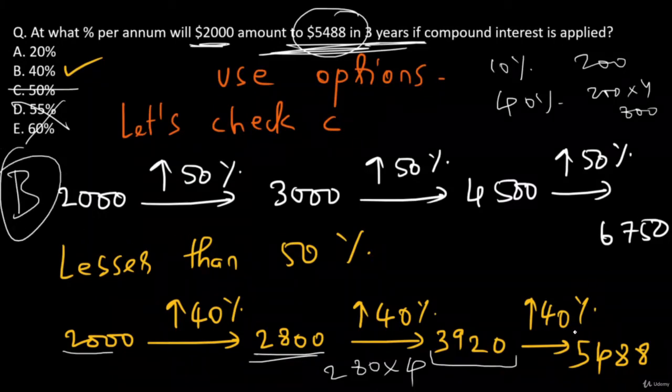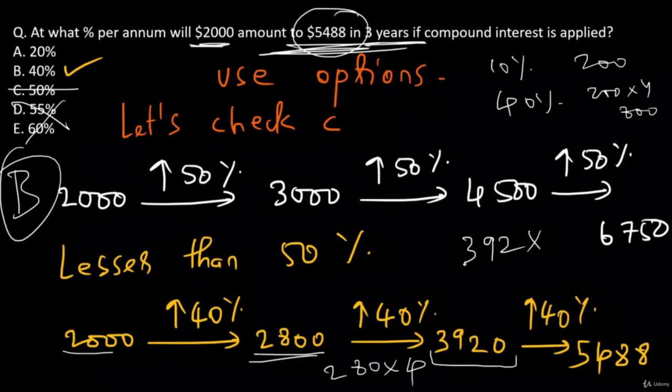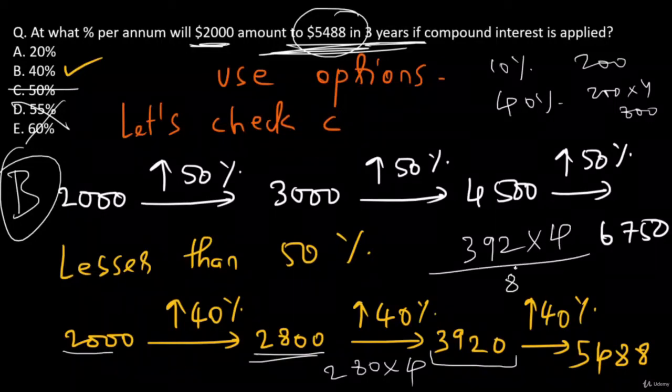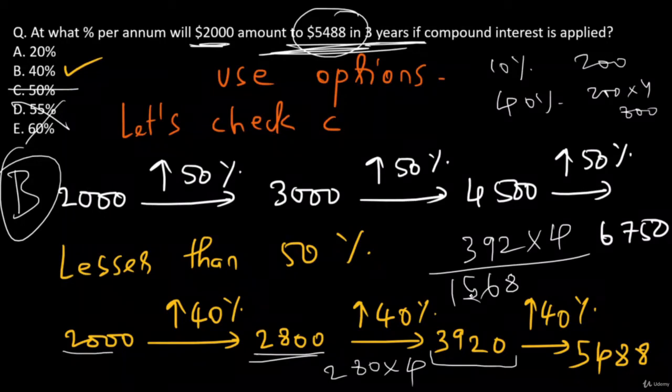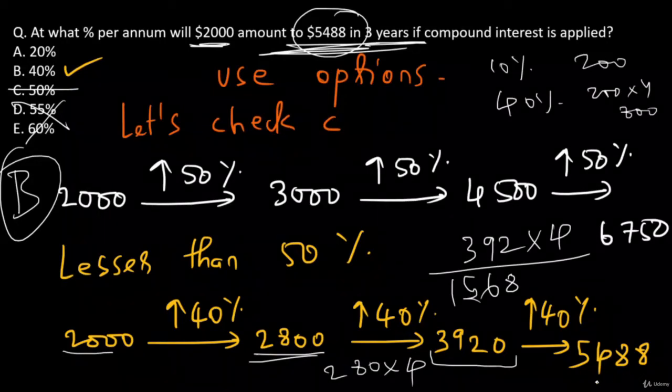All right. So again, how do you do 40% increase over here? 10% increase is 392. All right. So 40% increase would be 392 into 4. So how much is 392 into 4? That would be 1568. All right. So when you add 1568 and 3920, you will get how much? You will get 5488. All right. So that's the correct answer. Therefore, the correct answer to this question is option B.